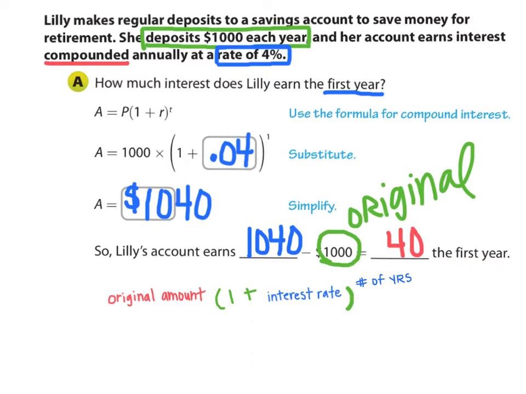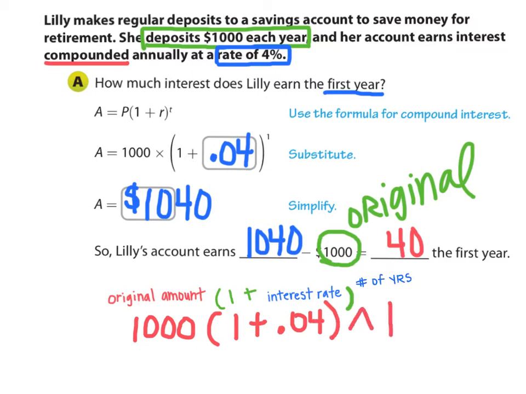So if I typed this all in my calculator at one time, the original amount is $1,000 times 1 plus the interest rate as a decimal. And then I need to do the exponent button, and this is the first year. That, again, will give you this $1,040. If we subtract the amount we started with, the leftover is just the interest. So now we're going to try that in the next table.